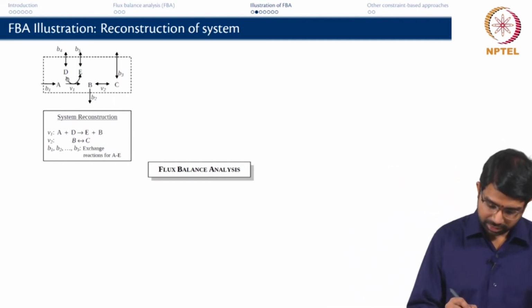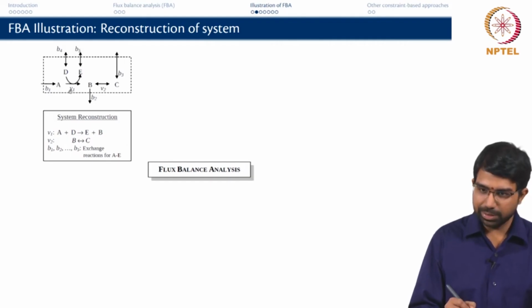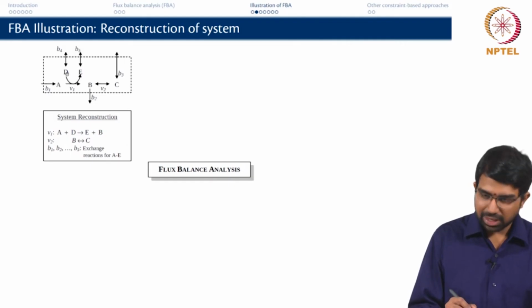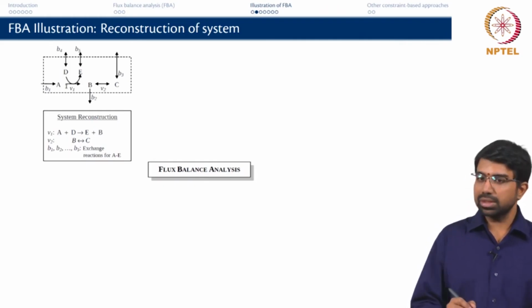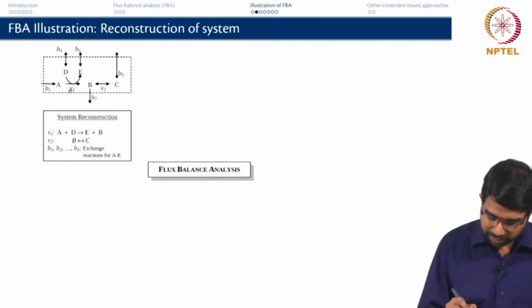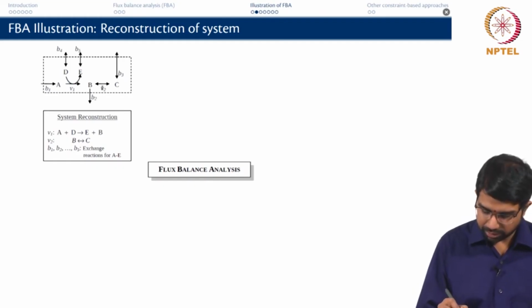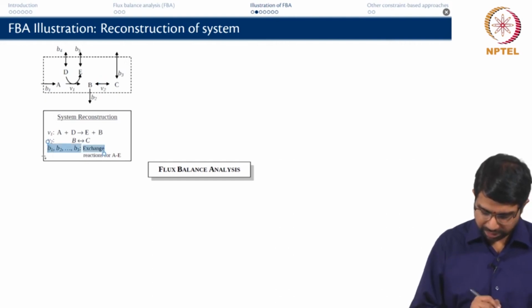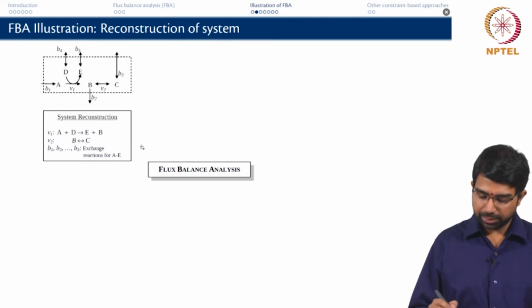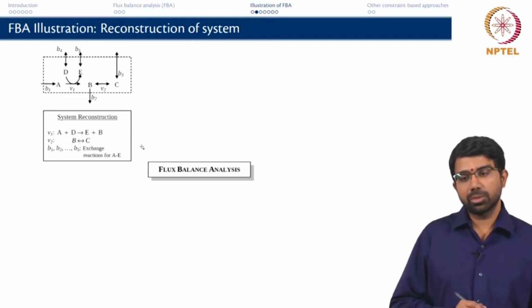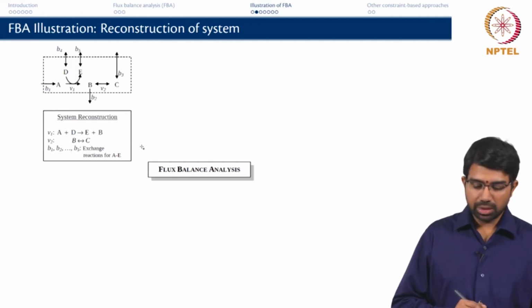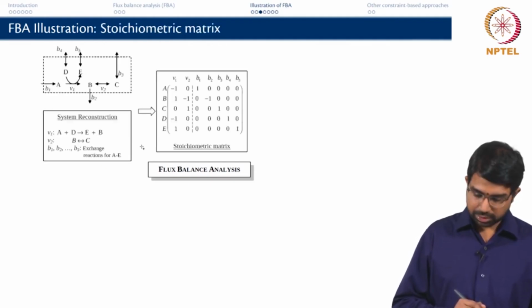This is one reaction, right? It's basically A plus D giving E plus B. This is how you normally write in biochemistry, right? ATP becoming ADP or something like that. So that makes it 7, right? So you have two internal reactions, V1 and V2, and you have a bunch of exchange reactions, B2 to B5. Fair enough? So the stoichiometric matrix will therefore be 5 cross 7. And it will look like this.